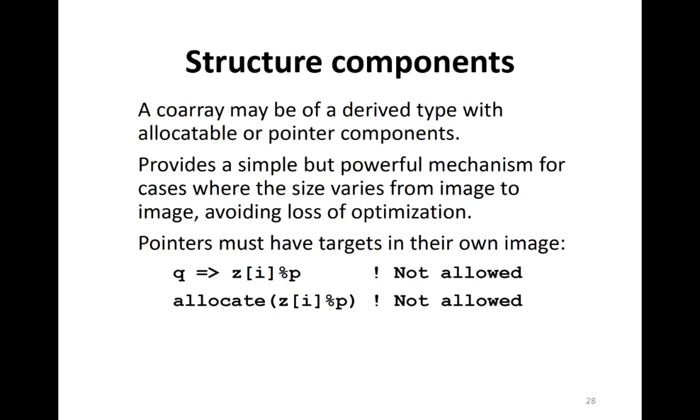Pointers are required to stay pointed to their own data within their own images. So we don't allow pointers to another image, and we don't allow allocation on another image either. The general idea is that each image is responsible for its own work. It isn't responsible for work on behalf of anybody else. It just does its own thing. It can access data from another image, it can place data on another image, but it can't tell another image to do something. That would be a much more difficult thing to organize.